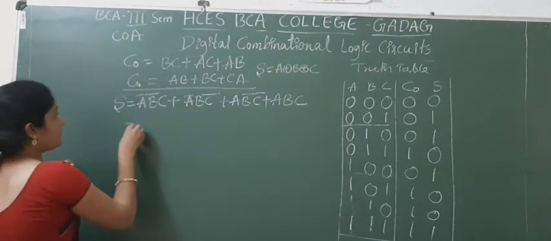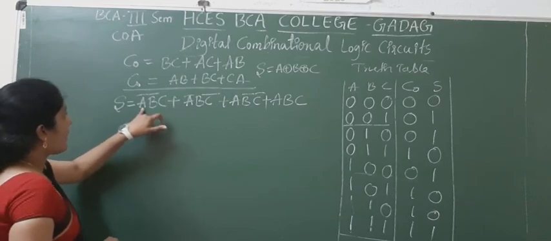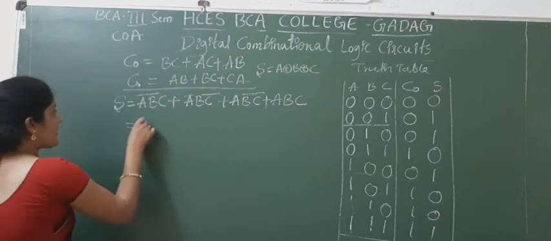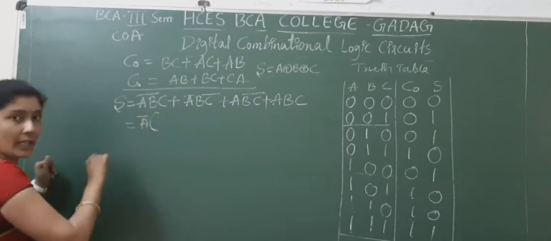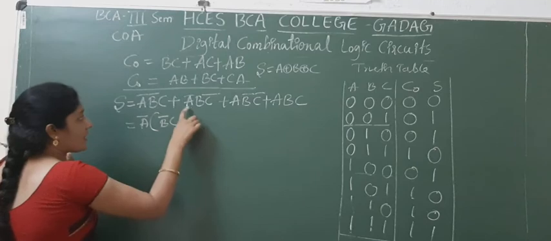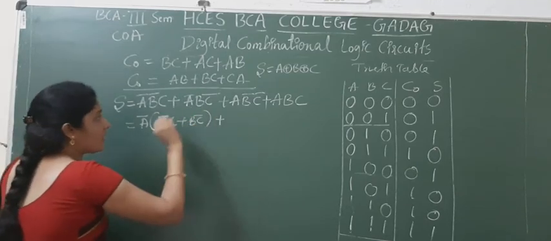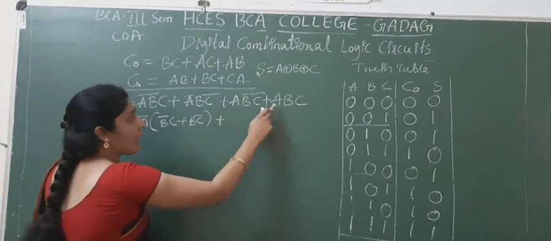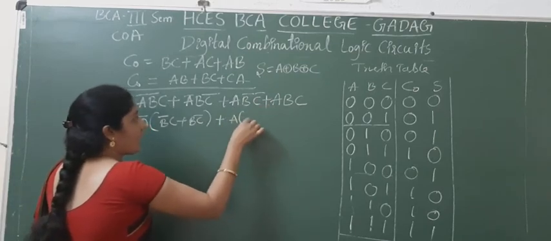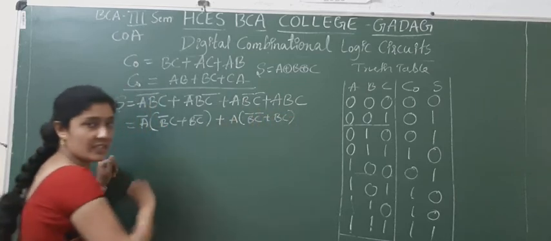Okay. So now, what is common here? Only A bar is common. So let us take A bar. What is left here? B bar C plus B C bar. Okay. Next, which is common here? Only A is common here. So take A. Here is B bar C bar and here is B C.